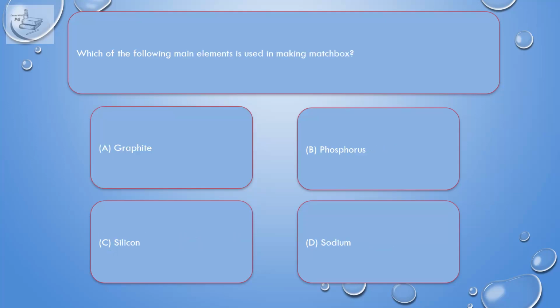Question: which of the following main elements is used in making matchbox? A. Graphite, B. Phosphorus, C. Silicon, D. Sodium. Correct answer is B. Phosphorus.